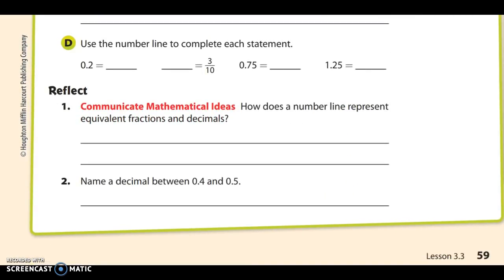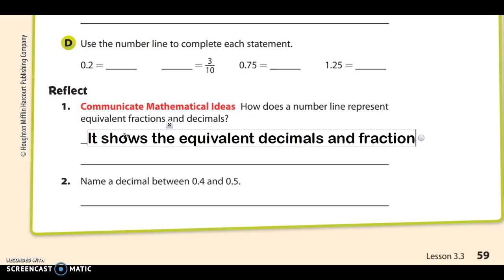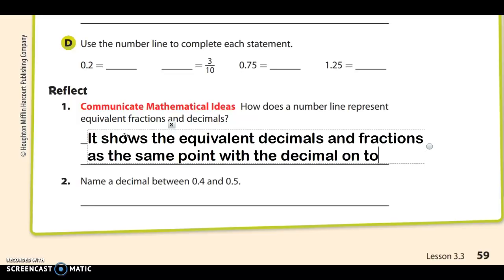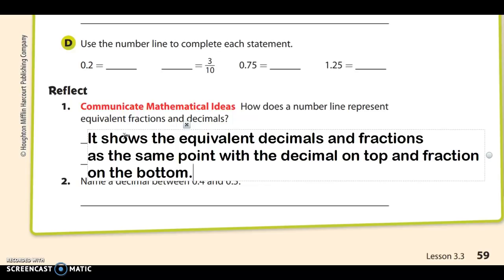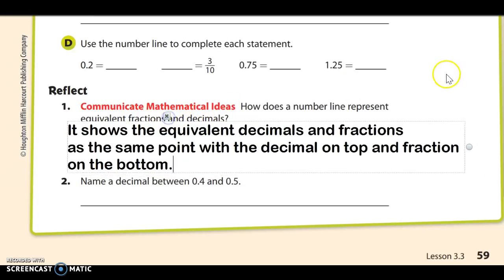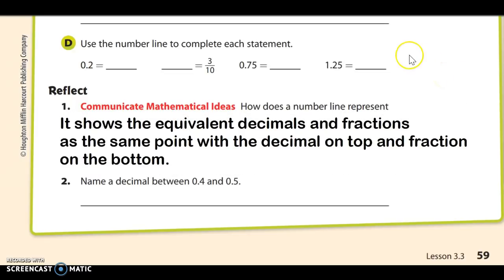Reflect number 1 says, communicate mathematical ideas. How does a number line represent equivalent fractions and decimals? Well, what it does is it shows the equivalent decimals and fractions as the same point, with the decimals on top and fractions on the bottom, and it could be reversed. So if you just go find one point, you can look to the top and you'll see the decimal, and if you look to the bottom, you'll see the fraction.